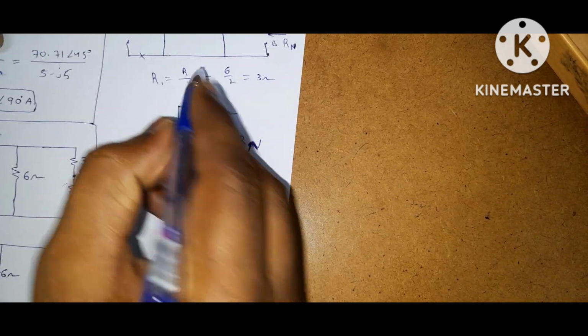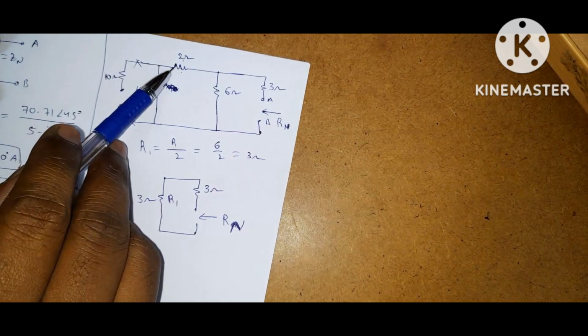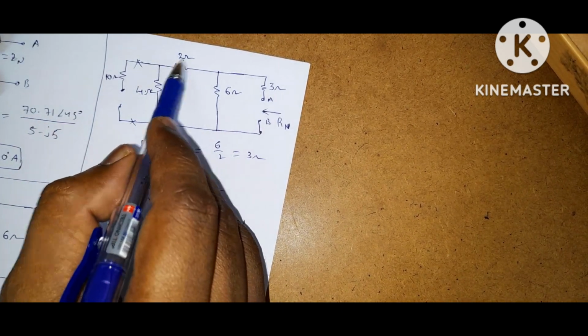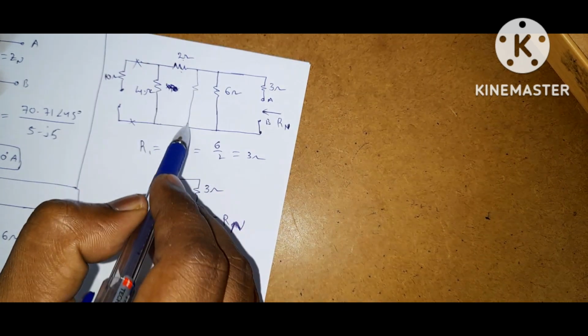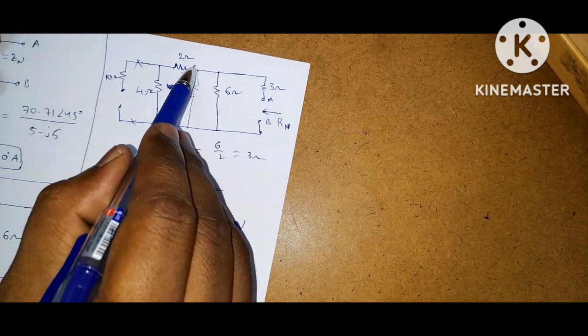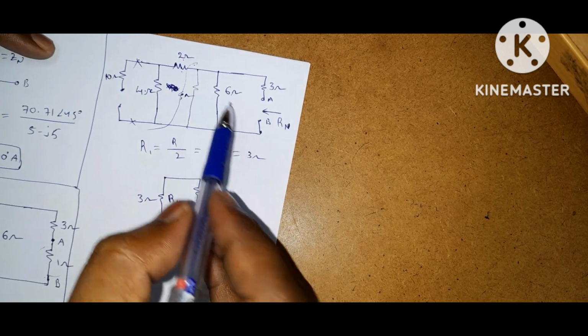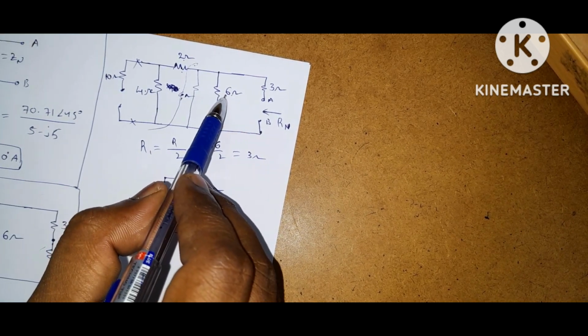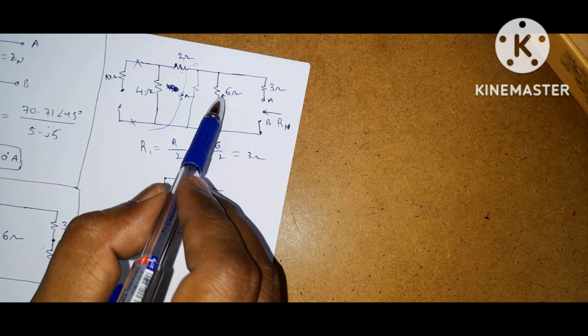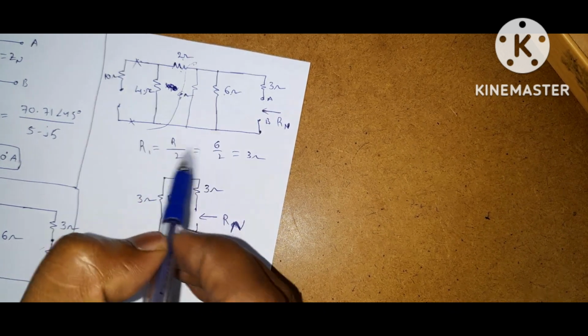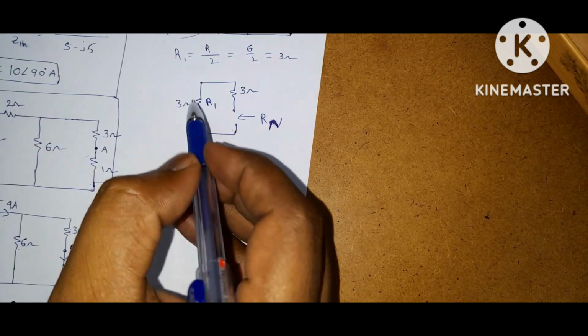This is R1. This 4 ohm and 2 ohm are connected in series, so the equivalent is 6 ohms. You will get it like this. Again, this disappears. 6 ohms and 6 ohms are in parallel. If two equal resistors are connected in parallel, the equivalent is divided by 2. So 6 by 2 is 3 ohms. So this is 3 ohms.